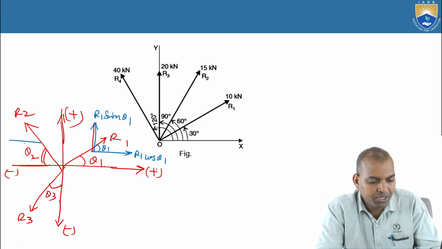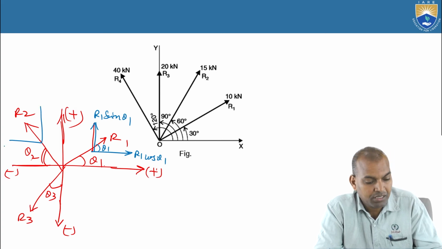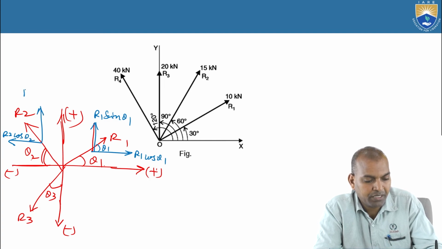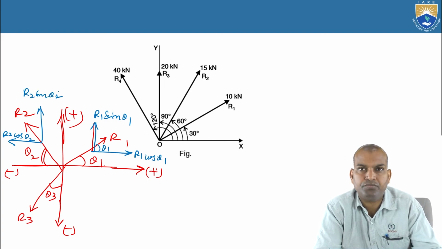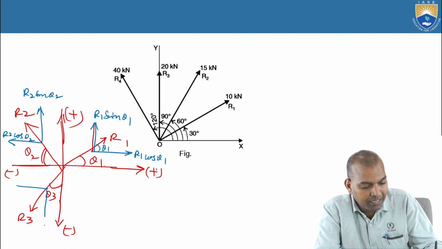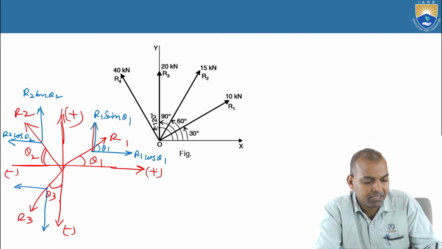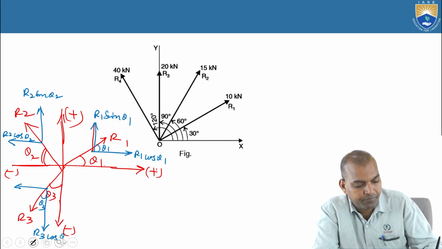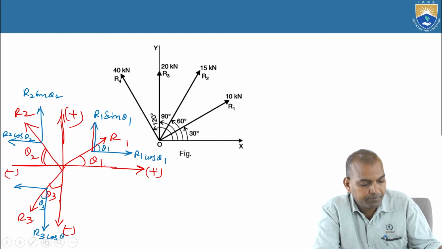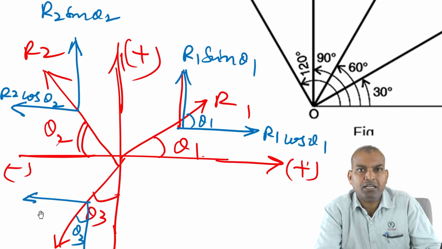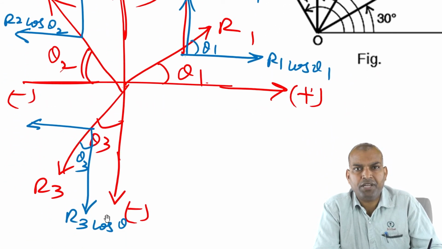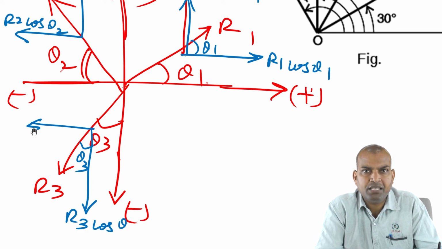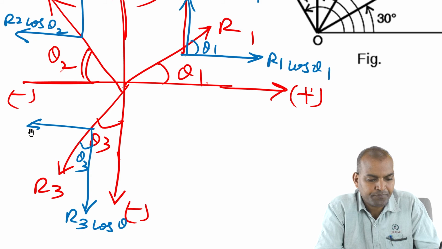Now draw horizontal and vertical parallel lines in the direction of R2 here. That becomes R2 cos theta 2. Then it becomes R2 sin theta 2. Now we draw parallel and perpendicular lines to both the x and y axes. Here it is theta 3. Then this component becomes R3 cos theta 3, and here you can also make it R3 sin theta 3.